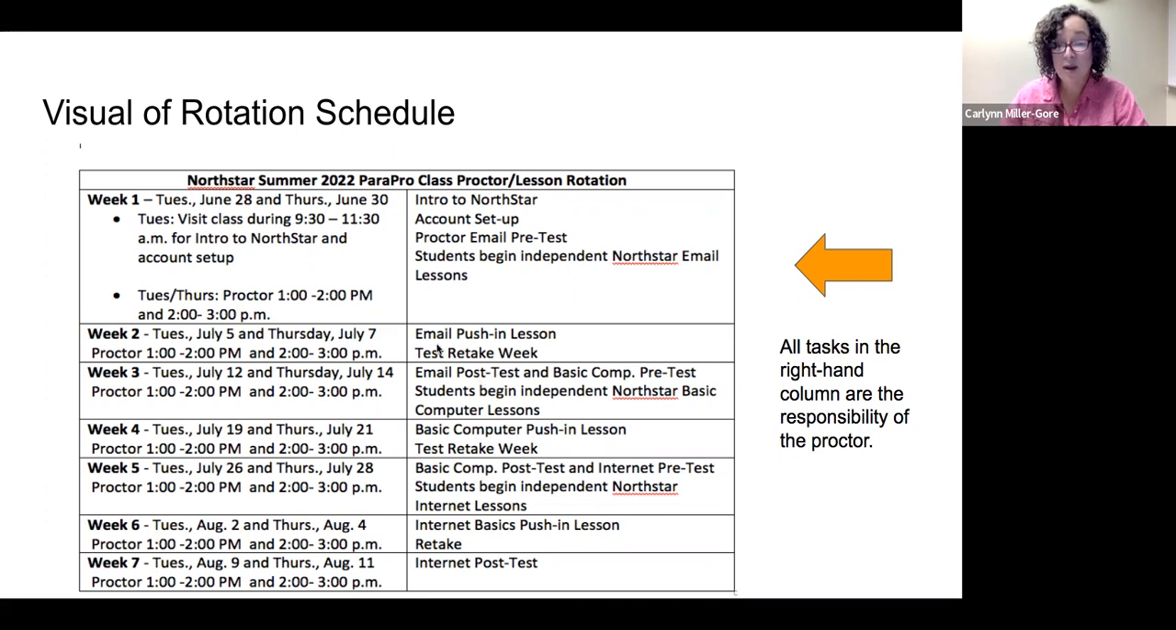So there was that rotation. We started with the email assessment, and then every other week we would introduce the next assessment. So basic computers, and then internet pretests. So it's a little busy, but it actually worked really well for us. And one thing to note about this schedule too is that this being an occupational certificate course, these were required assignments to complete the assessments and the lessons, part of what was needed to earn the certificate for the course.